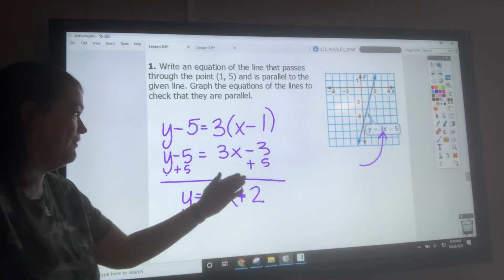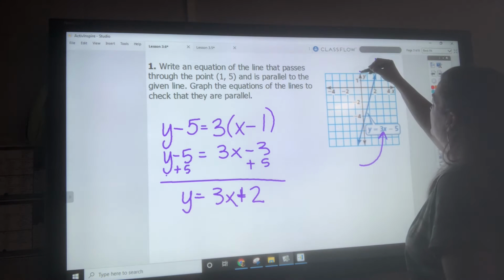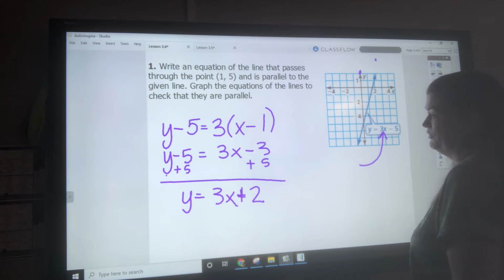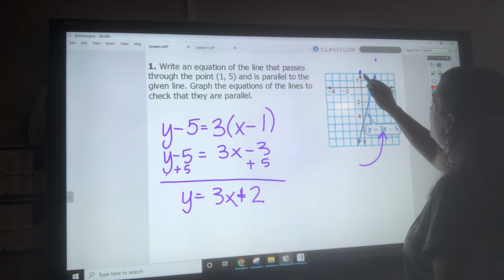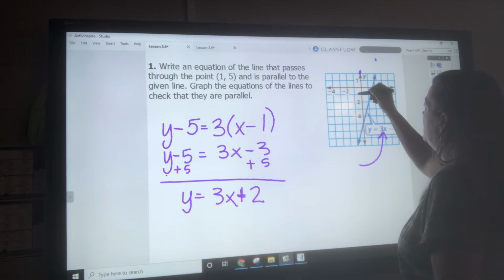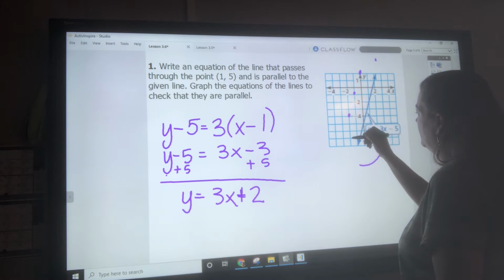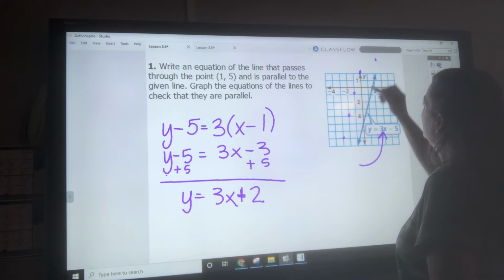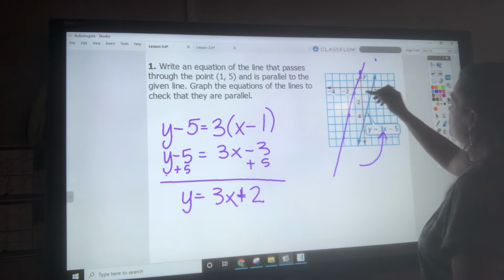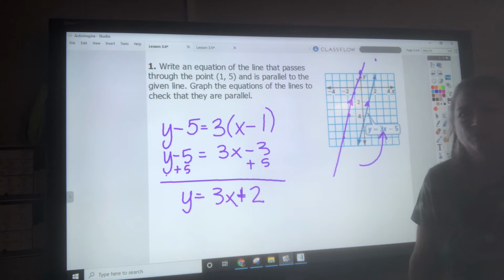Now when I graph that, 3x plus 2 starts up here at plus 2, and I have to go up 3 and over 1. Well, I run way off the graph, so instead I'm going to go down 3 and to the left 1 and put my points. So I should have 2 parallel lines right there, ready to go.